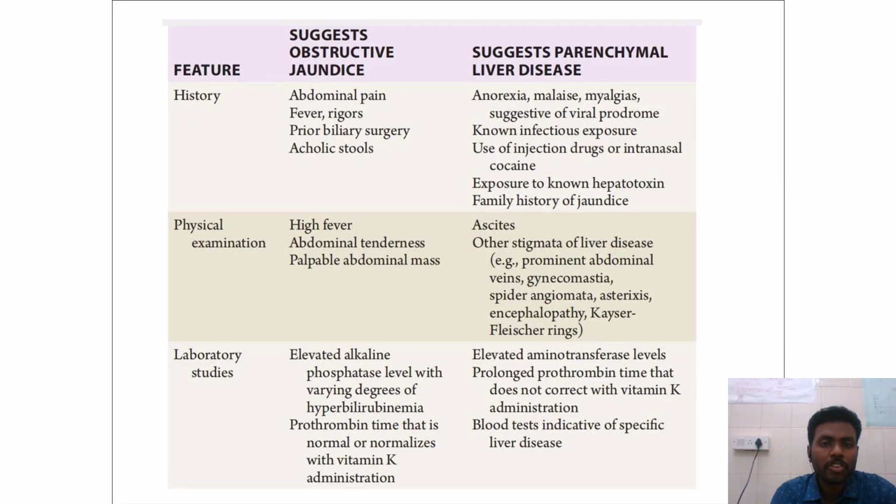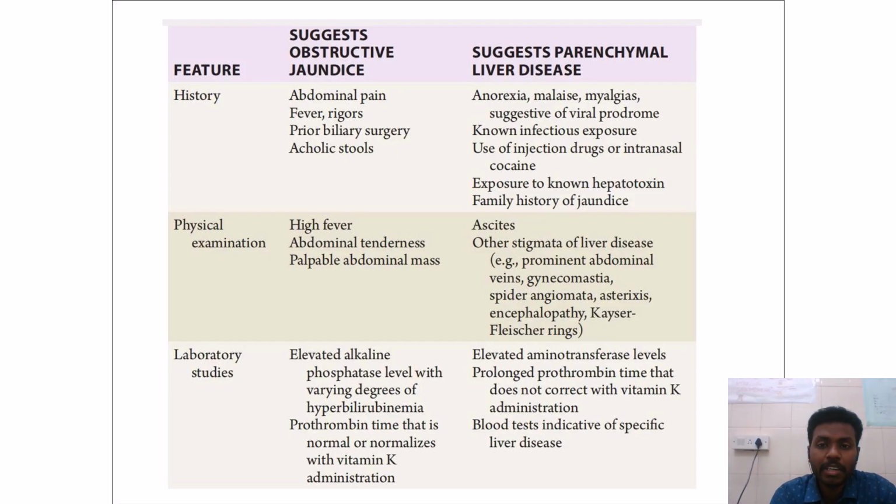This is the differentiation between obstructive jaundice and hepatic jaundice. History-wise, in obstructive jaundice the patient will have abdominal pain, fever, rigor, and prior biliary surgeries. The patient may have physical signs of high-grade fever, abdominal tenderness, and a palpable abdominal mass. Laboratory-wise, elevated alkaline phosphatase levels with varying degrees of hyperbilirubinemia may be present. Prothrombin time is normal or normalized with vitamin K administration.